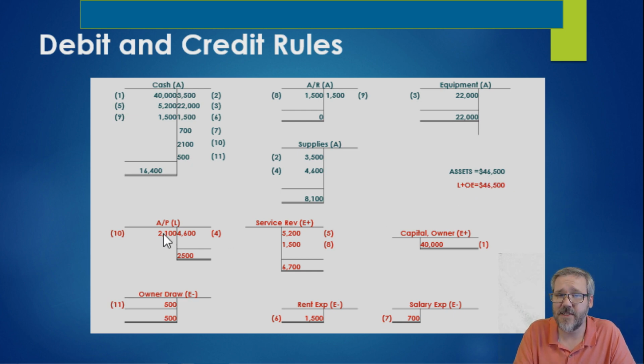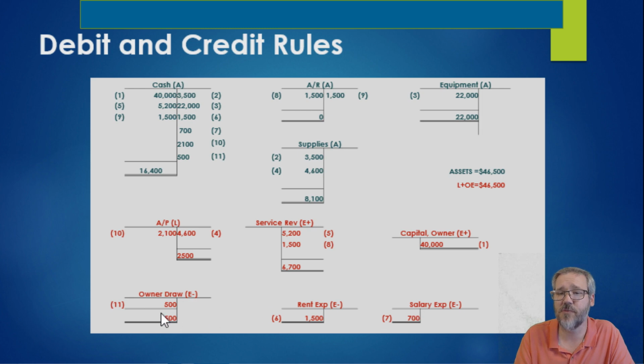Now my liabilities, accounts payable, remember my $4,600 incurred, I paid $2,100, I still owe $2,500. I increased my equity. Service revenue twice, once on the 5th for $5,200, again on the 8th for $1,500, for a total of $6,700. And I also increased capital because my owner paid in capital of $40,000. I've set these increases to equity right here. This is an increase to liabilities and equities. This is an increase. This is an increase.